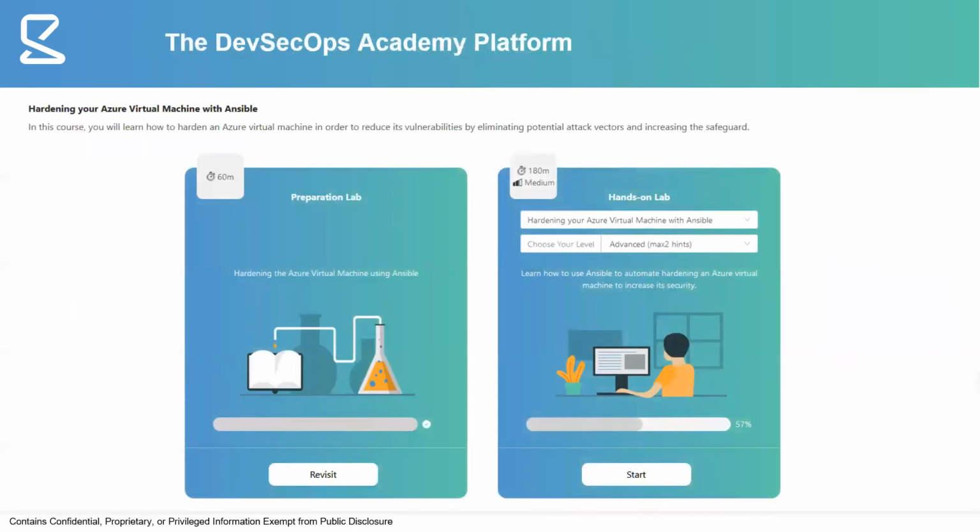So yeah, like Nam said, there are two parts of the course. First, we have a preparation lab. It mostly explains the theory behind it. After you complete this, you can apply what you've learned in our hands-on lab. That's the second part of the course. The first part will be around 60 minutes of time investment, and the hands-on lab will be around 180 minutes, more or less, and the level will be medium.